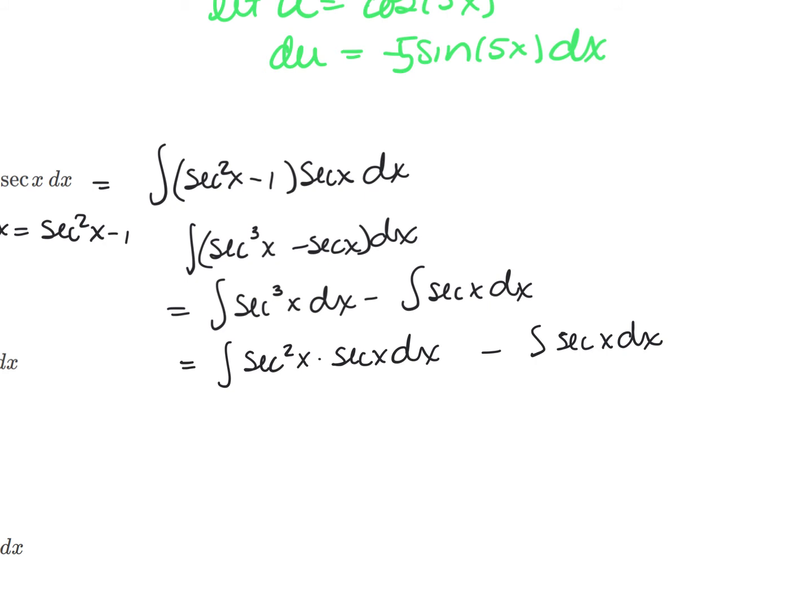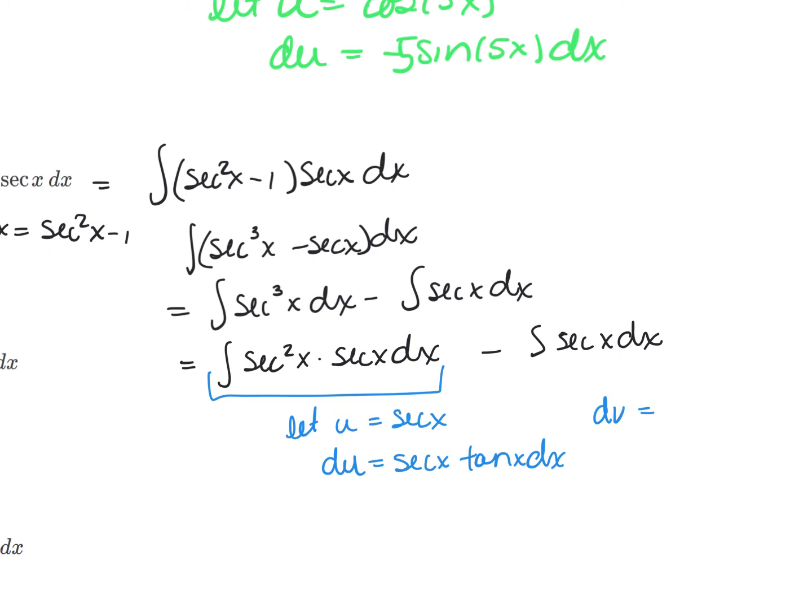Now let's consider doing this first integral by integration by parts. We're going to let u equal the secant of x, and then du would equal the secant of x times the tangent of x dx. That means dv would equal the secant squared of x dx. That means v would equal the tangent of x.